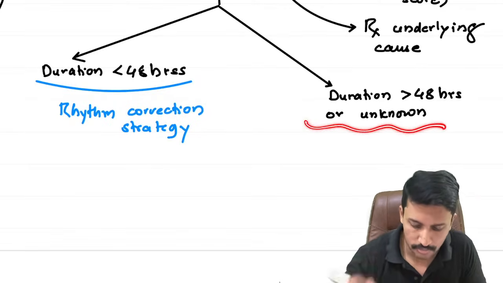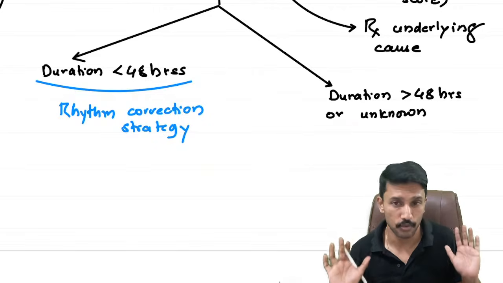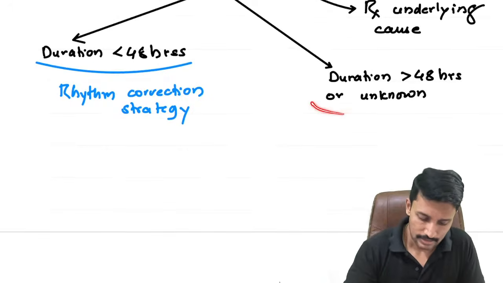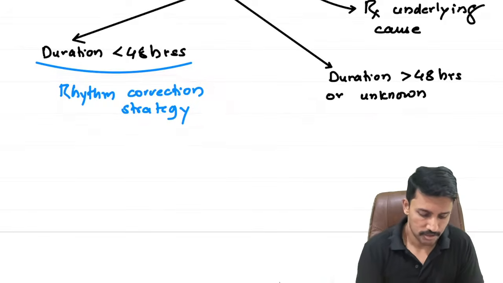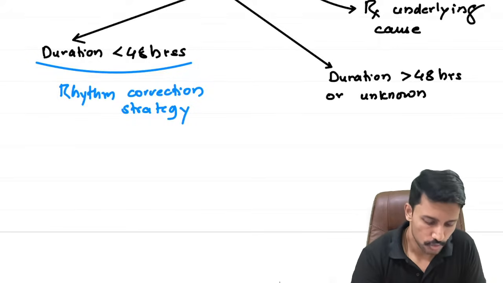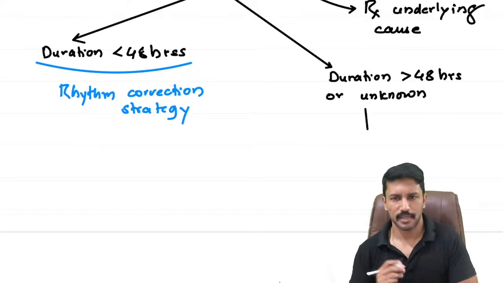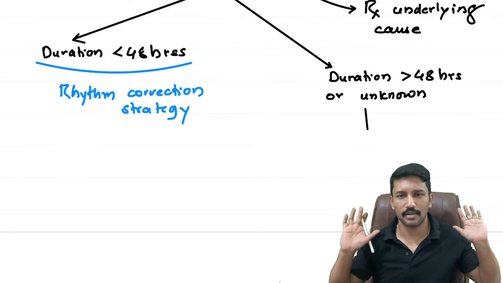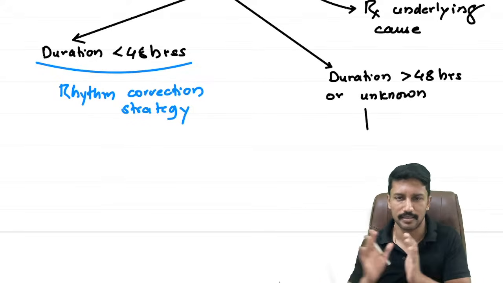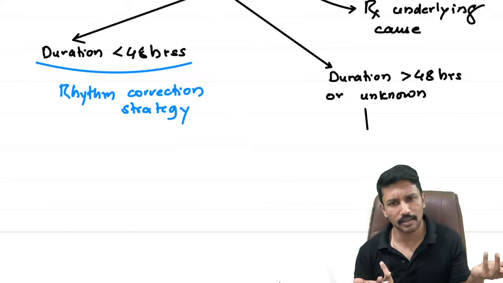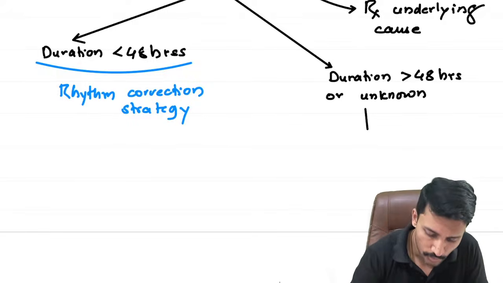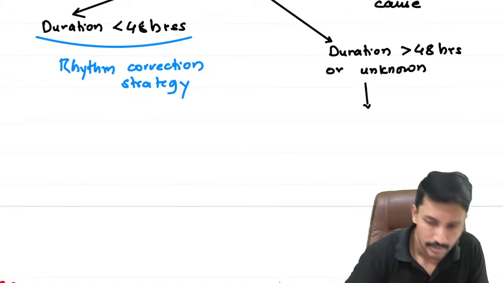Okay, so if the duration is more than 48 hours or if it is unknown, I do not want to take the risk, so I cannot directly go for the rhythm correction strategy. Then what should I do? I should do an echocardiography to see whether a clot is there. If a clot is there, then I should not convert this atrial fibrillation to sinus. If a clot is not there, then again I can convert it to sinus.